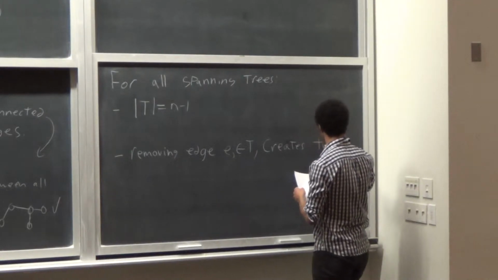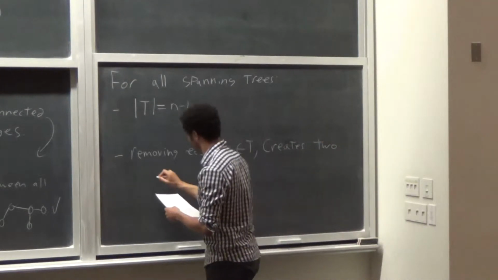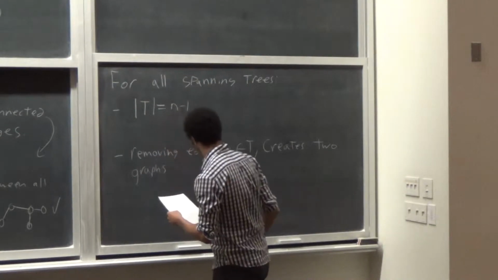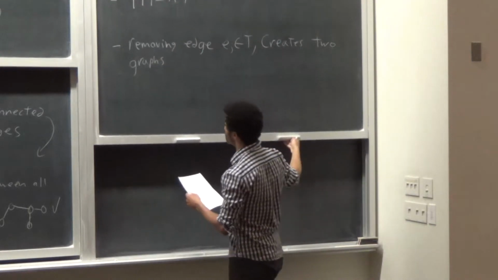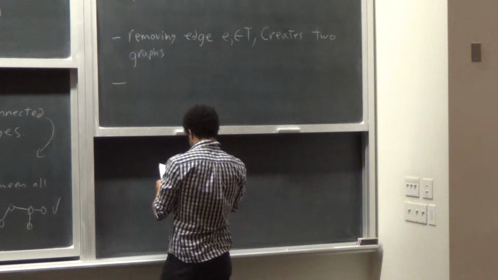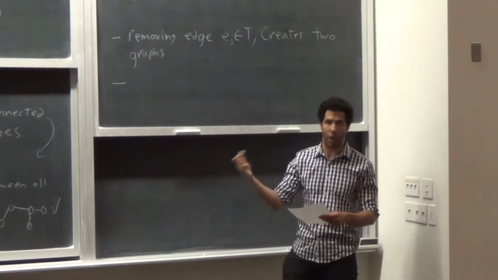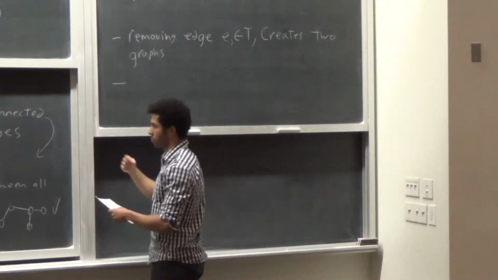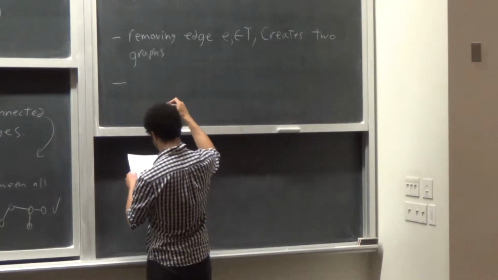creates two graphs. So it disconnects the trees. When you limit yourself to the existing vertices, if you add any edge, it creates a cycle. Adding an edge obviously means an edge that's not already present in the graph.